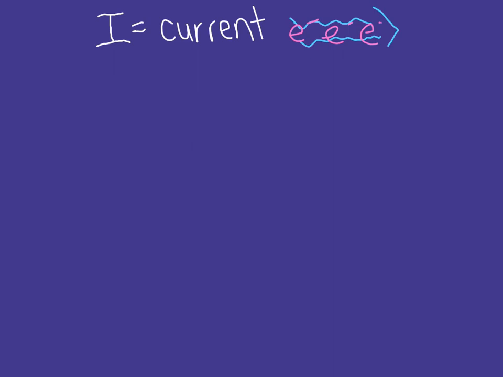So I, again, is the current, and I've got a little image here of flowing electrons. It's moving downstream. That's the movement of electrons, and we measure this in a unit called amps.